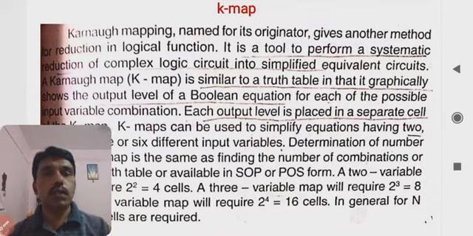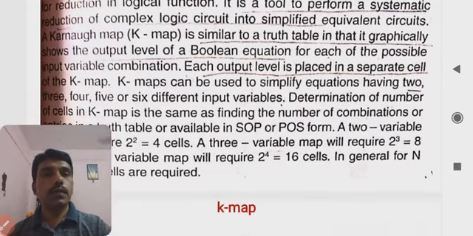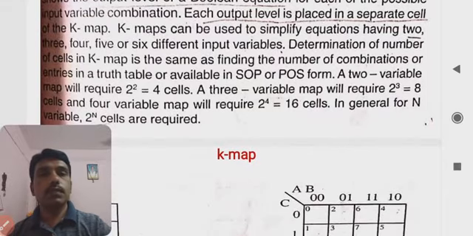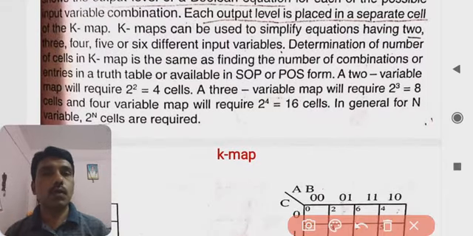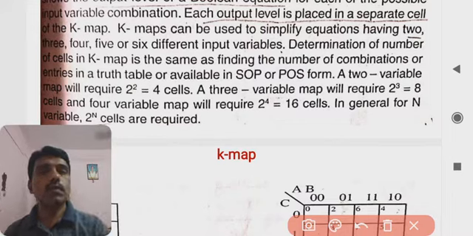Before going to simplifying, first we have to be clear about what type of expression it is, either in the SOP form or in the POS form. According to that, the variables being complemented or uncomplemented are very important, and we can decide. As far as the cells of this K map, according to the variables these cells are going to be used.